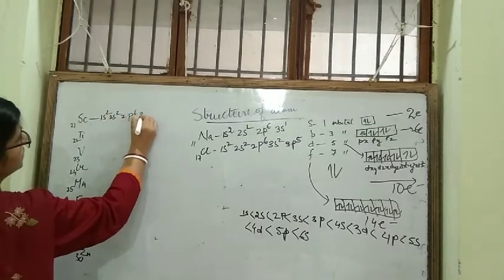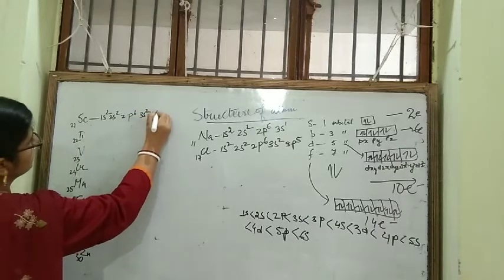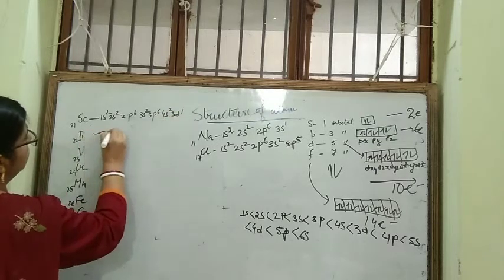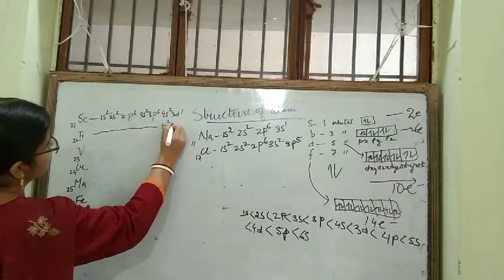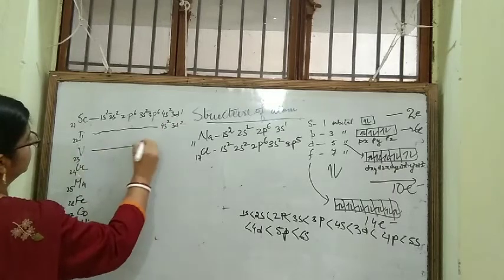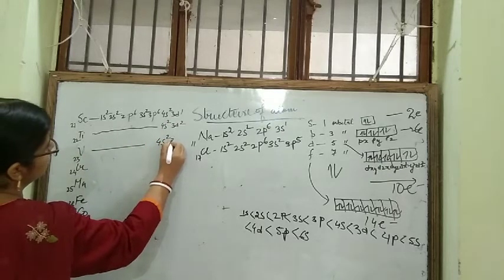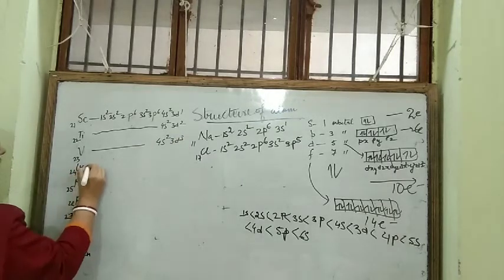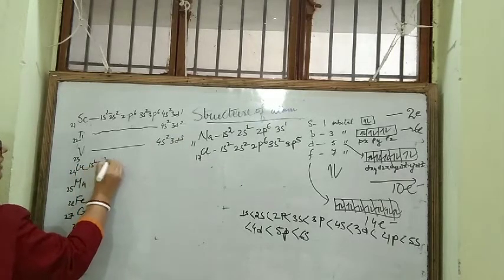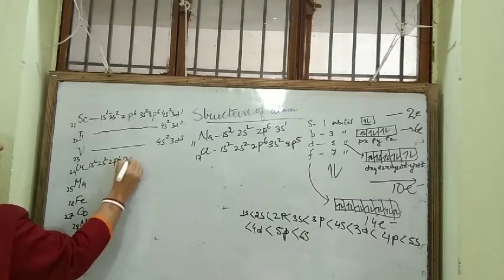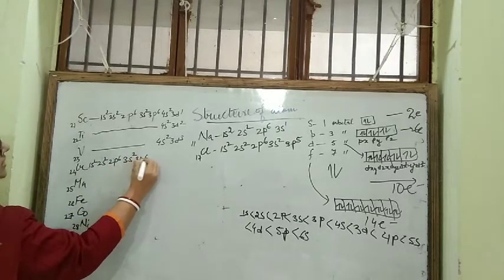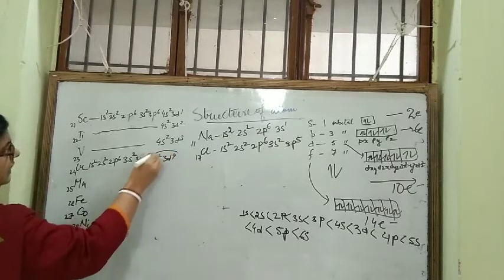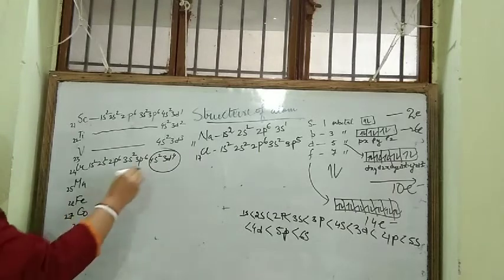Now if you are writing its electronic configuration: 1s2, 2s2, 2p6, 3s2, 3p6, 4s2, 3d1. Similarly, you will be getting 4s2, 3d2. Here you will be getting 4s2, 3d3. Now, for chromium, if you are writing, we are getting 1s2, 2s2, 2p6, 3s2, 3p6, 4s2, 3d4. If you are writing this, then it is wrong.